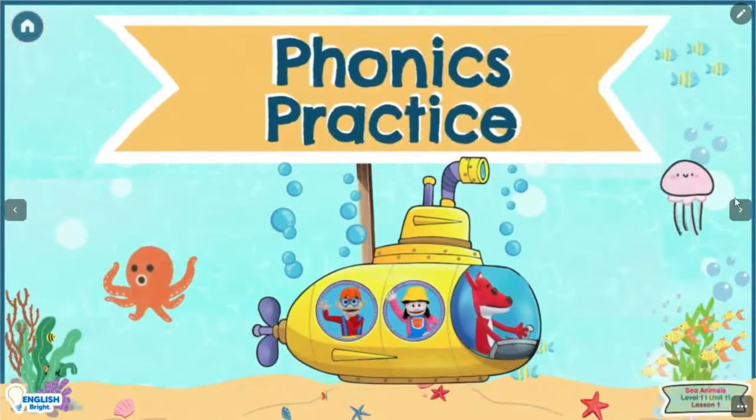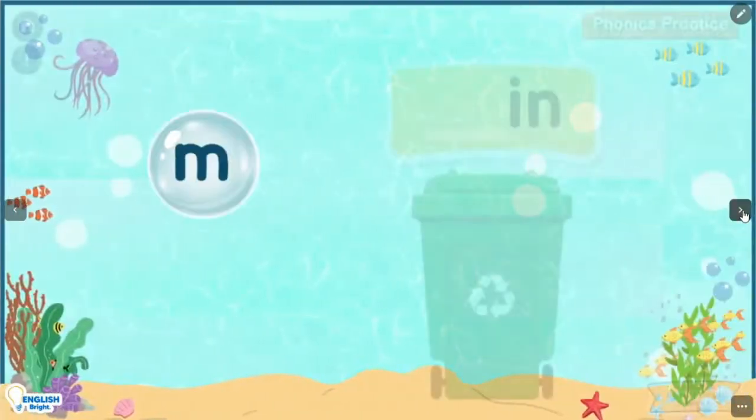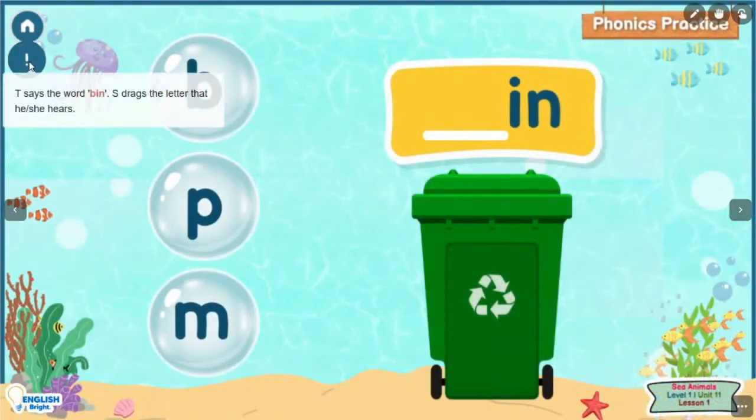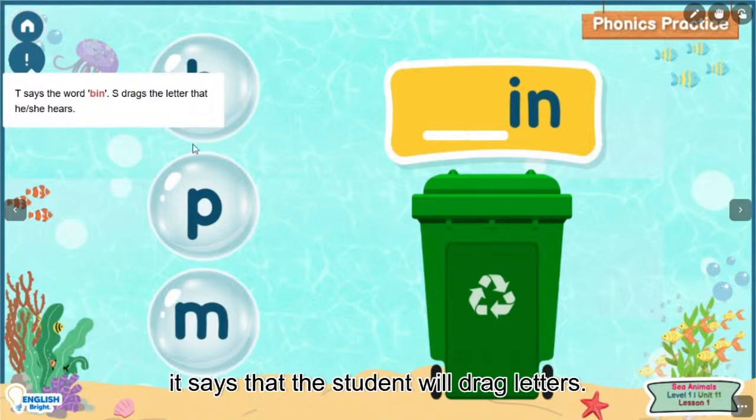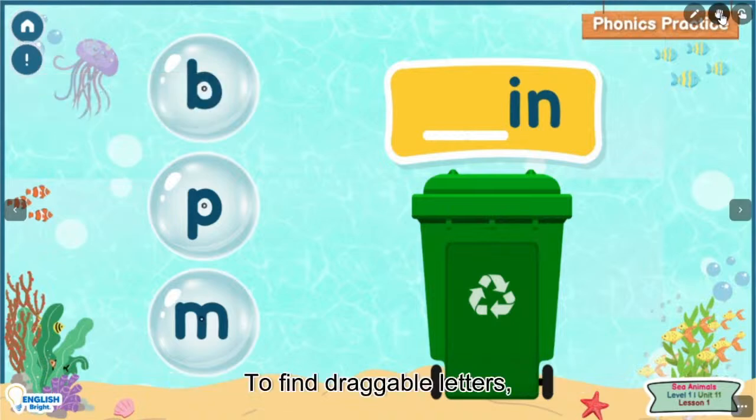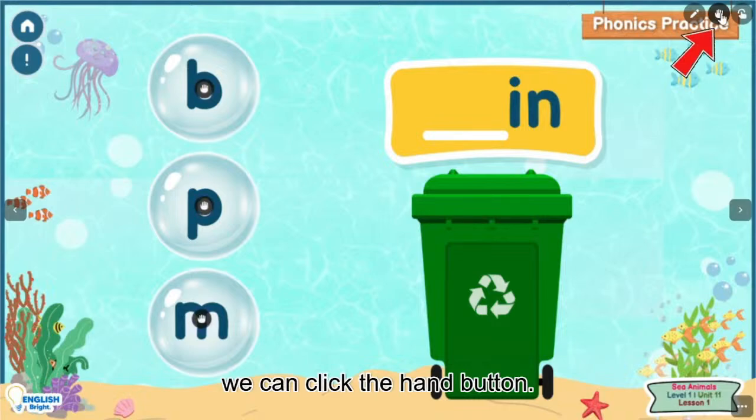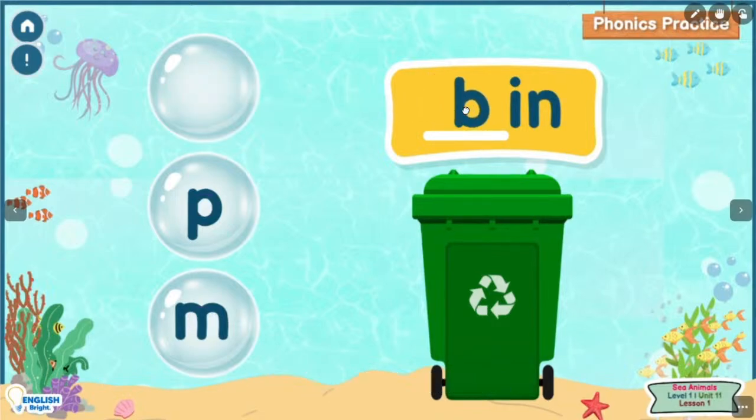For phonics practice, it says that the student will drag letters. To find draggable letters, we can click the hand button. Let's try with the letter B.